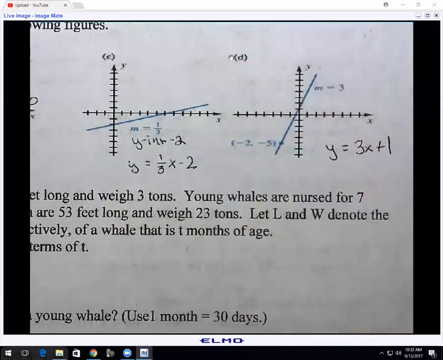If you didn't notice the y-intercept and you used the point (-2, -5), you'd come up with the same thing. All right.